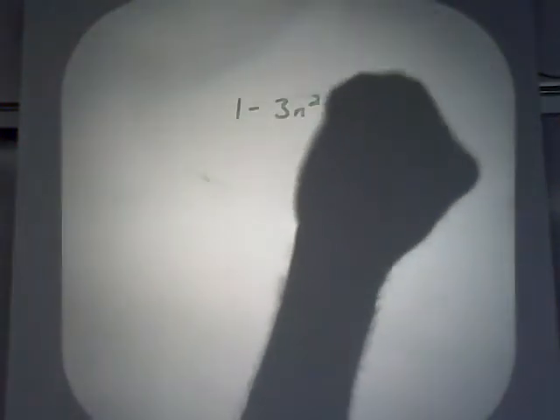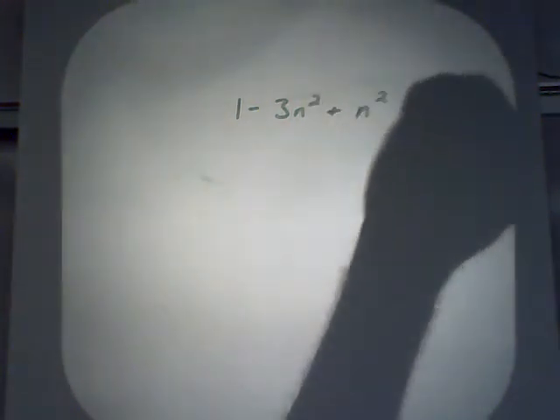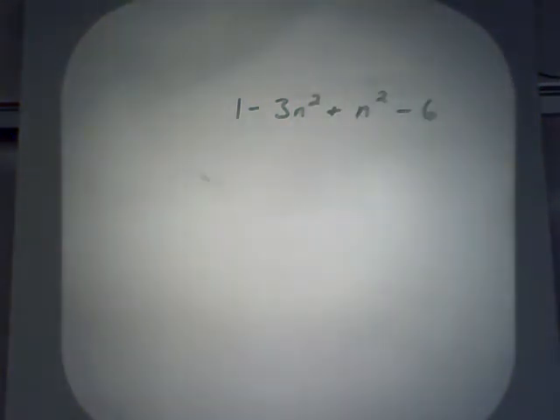Okay, let's try a few more of these. 1 minus 3n squared. Don't freak out over the squared. Plus n squared minus 6. Try that one. 1 minus 3n squared plus n squared minus 6. Don't freak out. It's just a label. It's just a variable. N squared. Just a variable. Take care of any lonely letters and any missing signs. And circle your terms. And we run through the same dopey rule we've been doing this whole time.